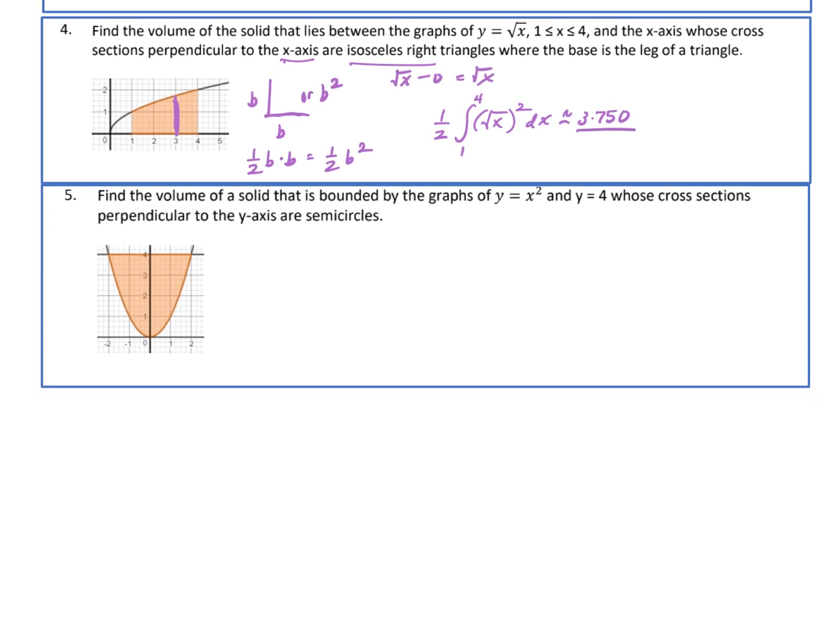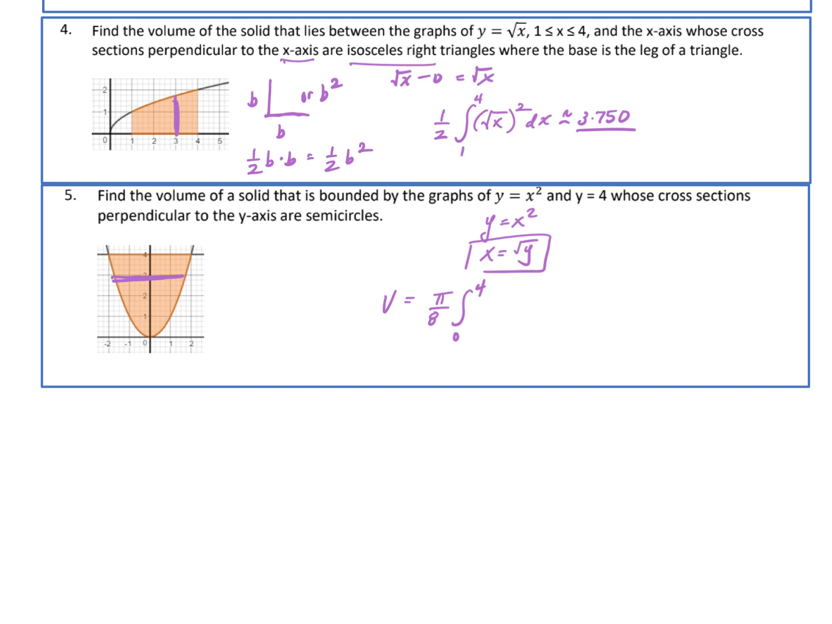Next one is, all right, so perpendicular to the y-axis. So now we're looking at going this way. So we want to make sure we resolve this. So y equals x squared, x equals square root of y. And now our bounds are going to be from 0 to 4. Okay. All right, so we're going to do volume. So semicircle, just memorize it. It's going to be pi over 8. We're going from 0 to 4. So now we want to do right minus left.